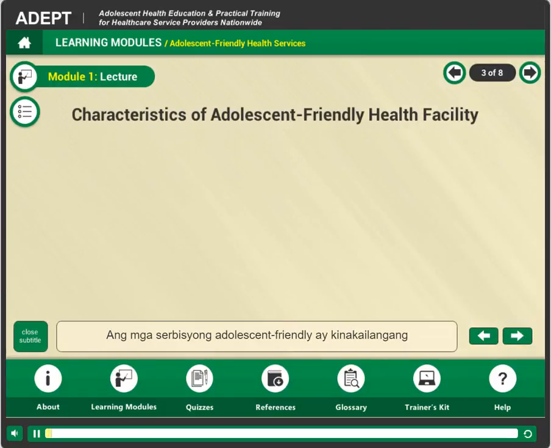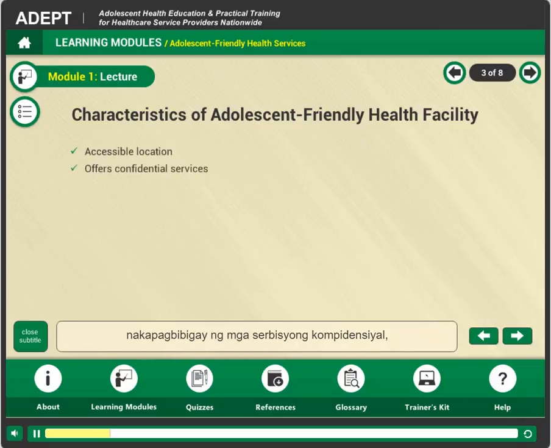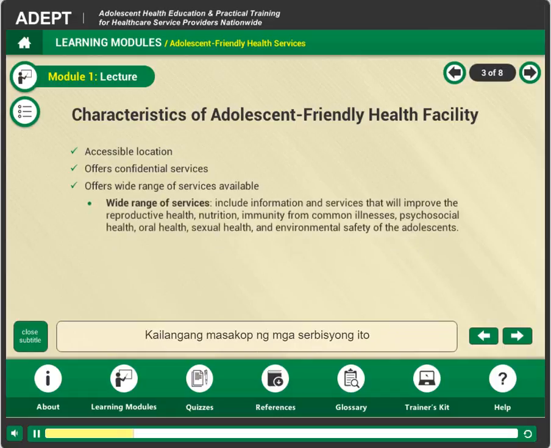The adolescent-friendly health services have to be paired with an adolescent-friendly health facility. An adolescent-friendly health facility should have an accessible location, offer confidential services, and a wide range of other services. This wide range of services should include information and services that will improve the reproductive health, nutrition, immunity from common illnesses, psychosocial health, oral health, sexual health, and environmental safety of the adolescents.